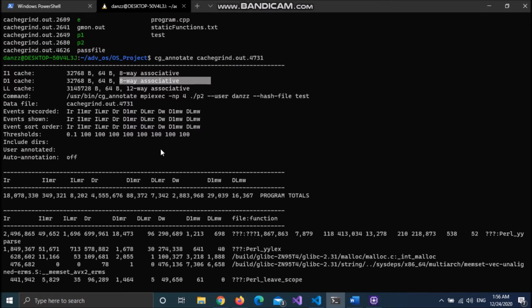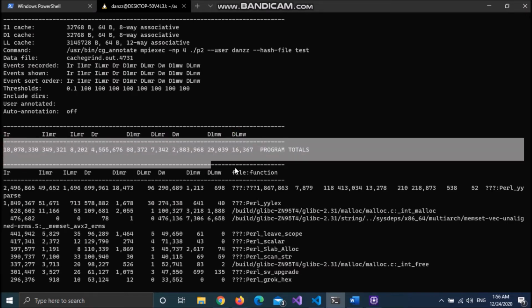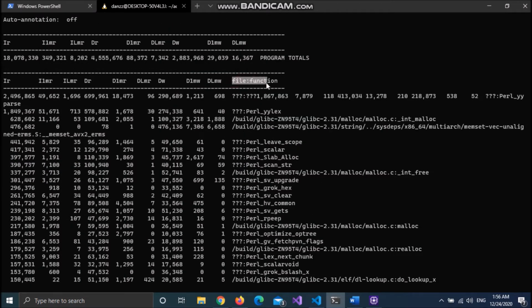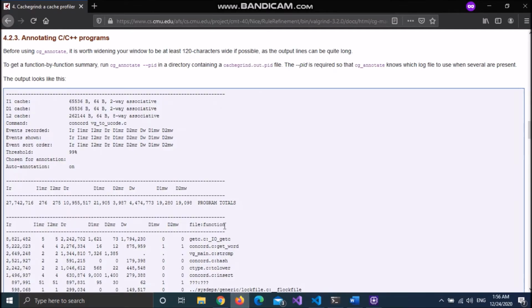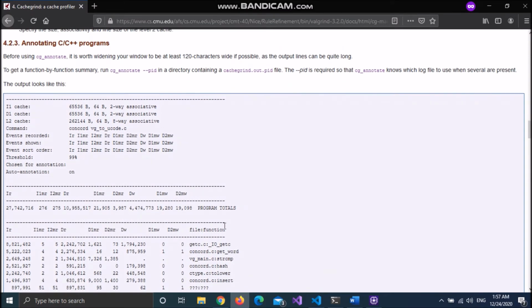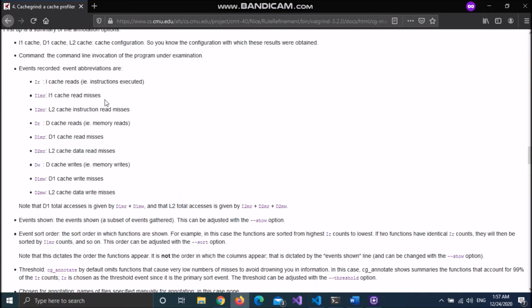So now we'll see what other information it provides us. There are about 12 columns, and at the end it says file functions. I have opened up the Cachegrind documentation, and I will walk you through this cg_annotate output and what this file is actually showing.